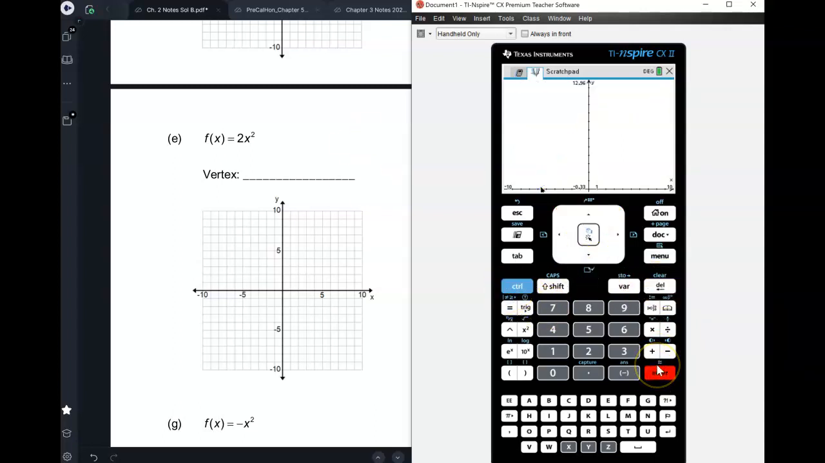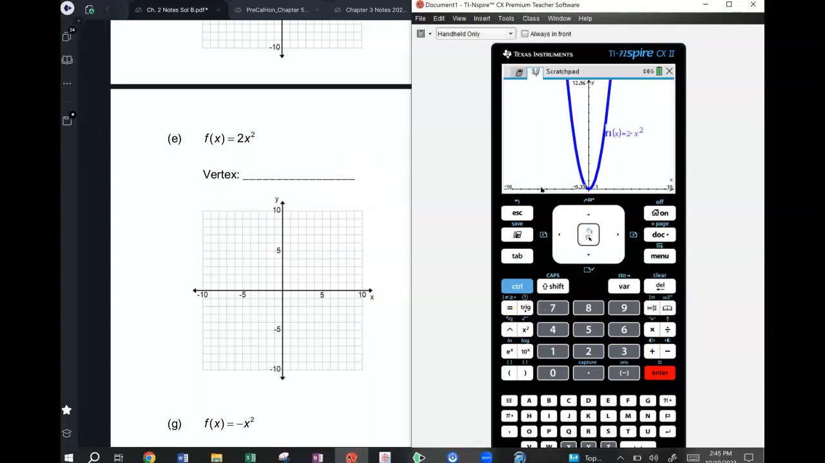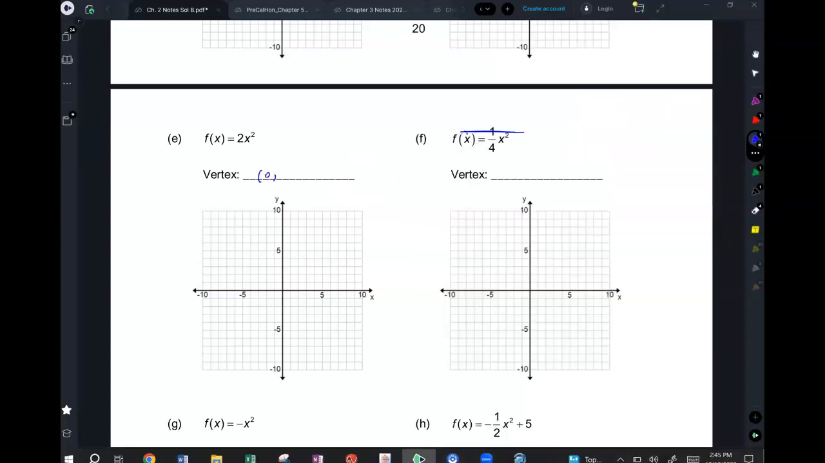Okay. Let's graph this next one. It's going to be tab. So 2, 2x squared. Here we go. Okay, so vertex is at 0, 0.